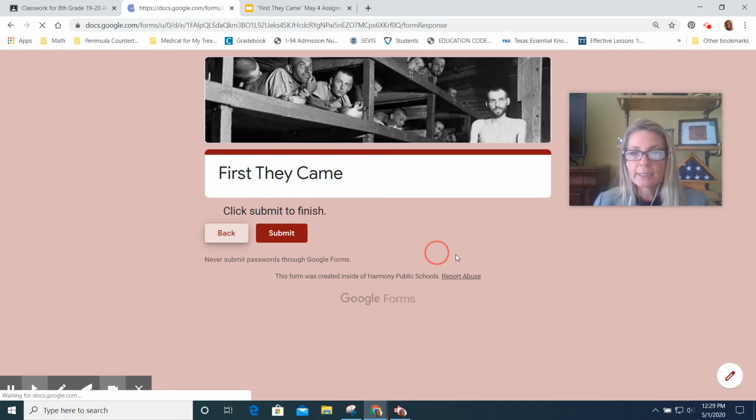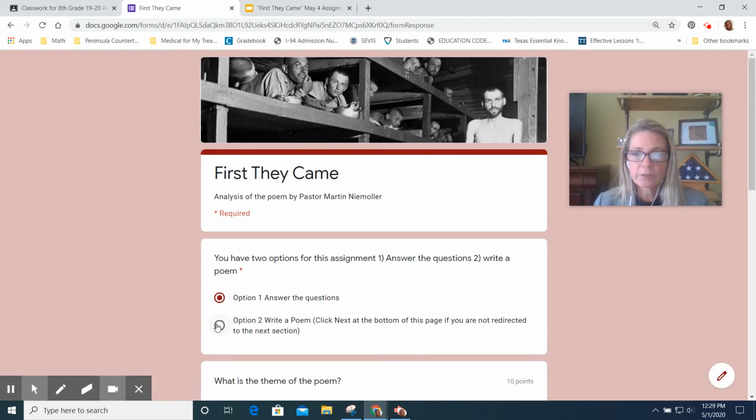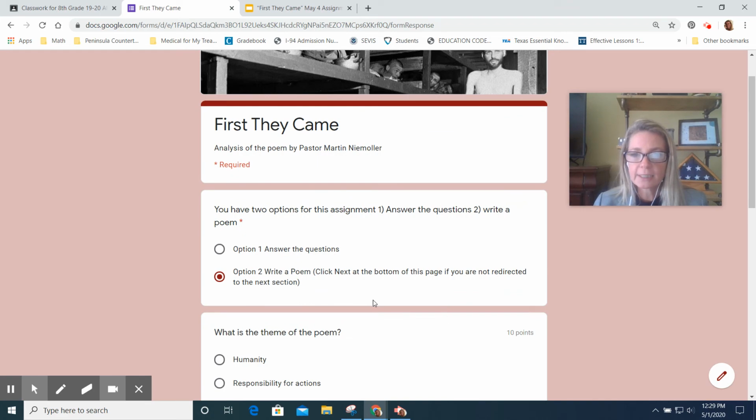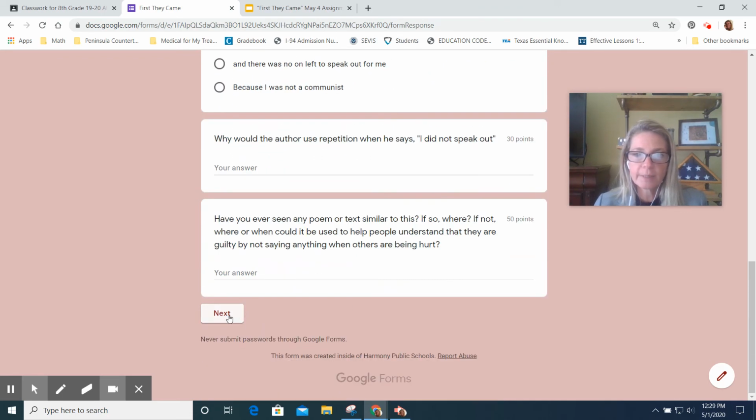If you hit option 2, the technology is supposed to pop you into the next section. It's acting super glitchy. So if you click on option 2, you don't have to answer the questions unless you want to, but you can just click next at the bottom of this page. So go down to the bottom of the page, hit next.